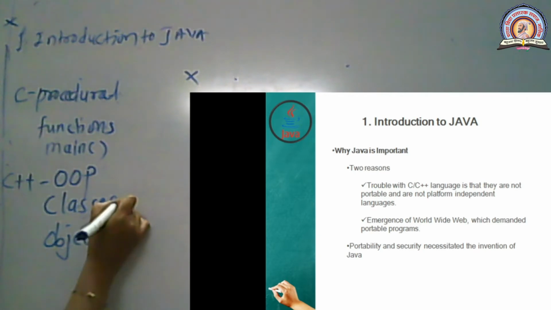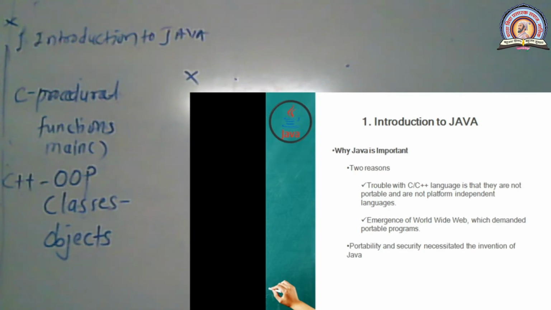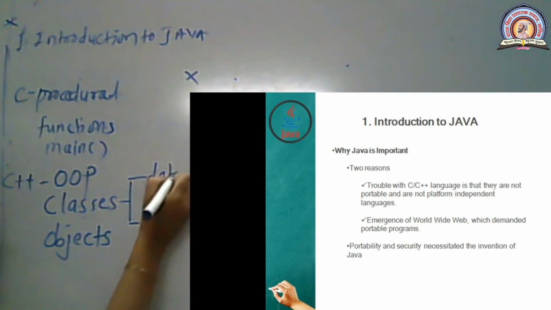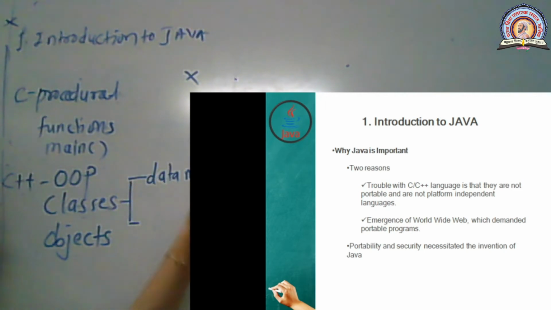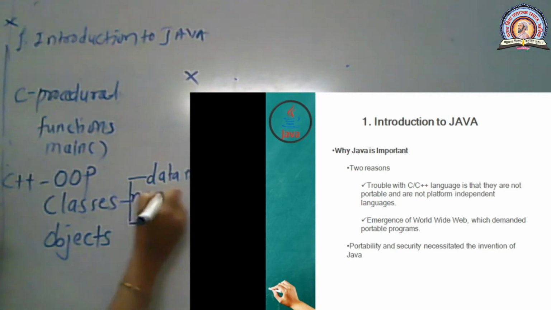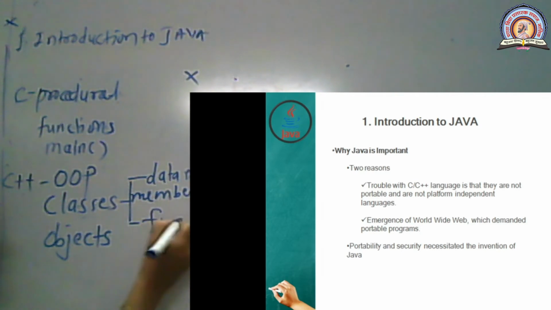Here, first we need to define classes. Defining classes means what? We have to declare the data members into the classes. Here we write the data members, and the functions, or we can call them the member functions, which are going to access those data members. Those are declared and defined inside the classes.